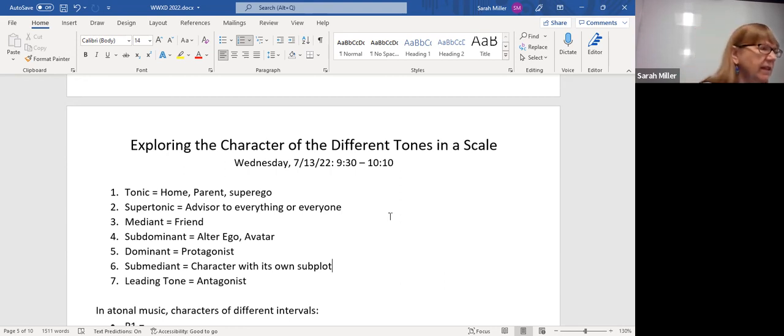You think? Wait. No, the subdominant needs to be Kevin covering up the story. Oh, so we need the 4. So Kevin is covering up. He's trying to make a better story. No. Oh, yes, because this is the alter ego. Or that way.